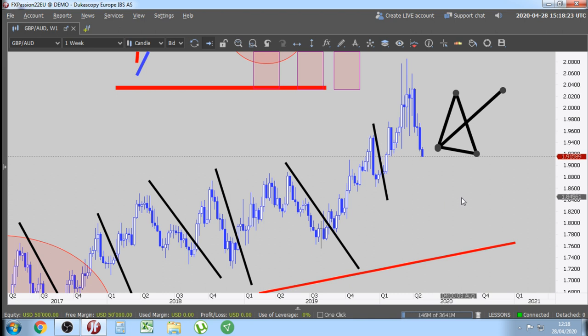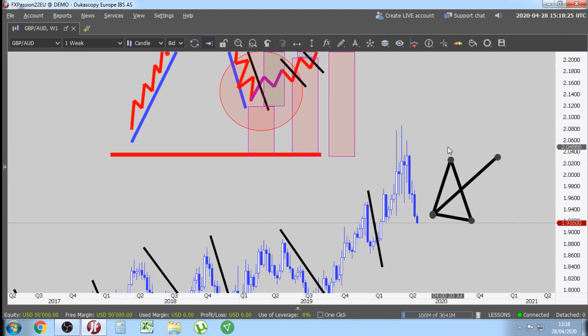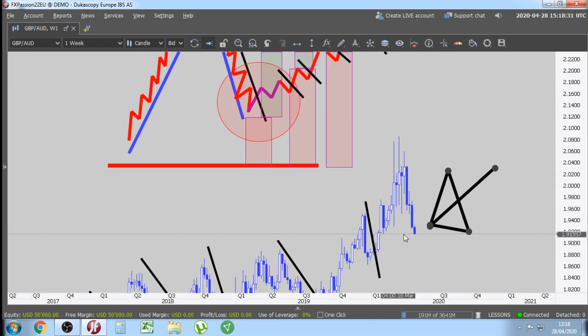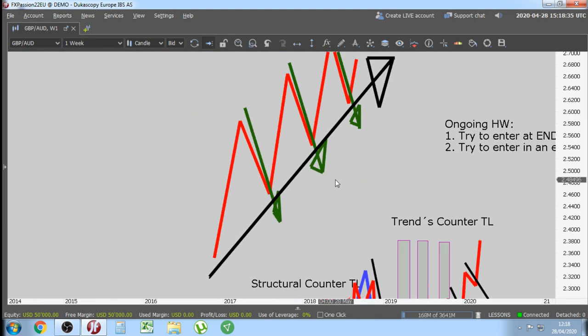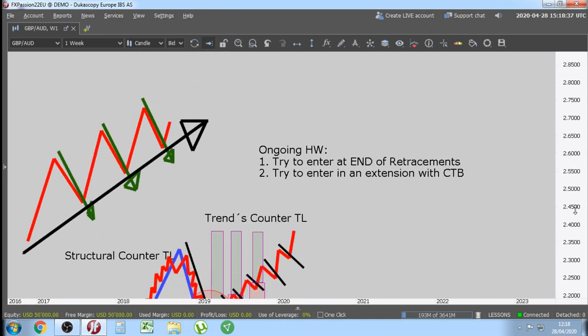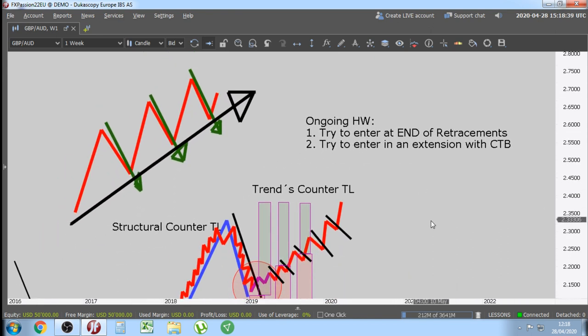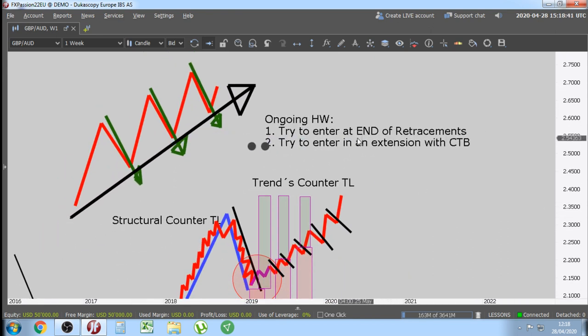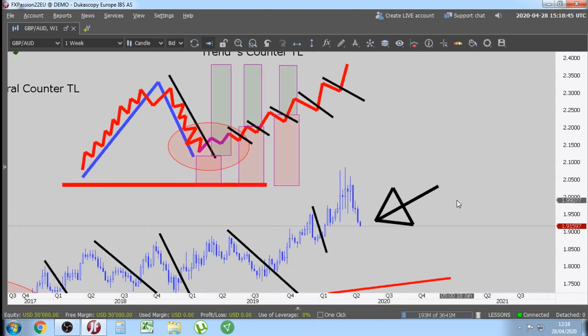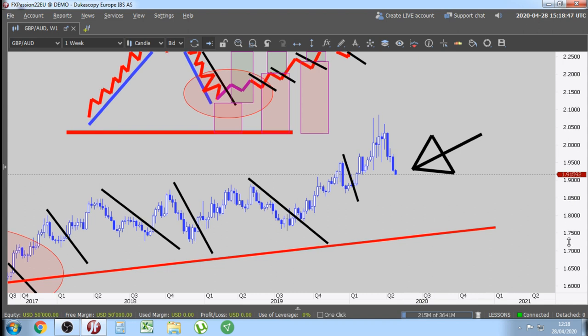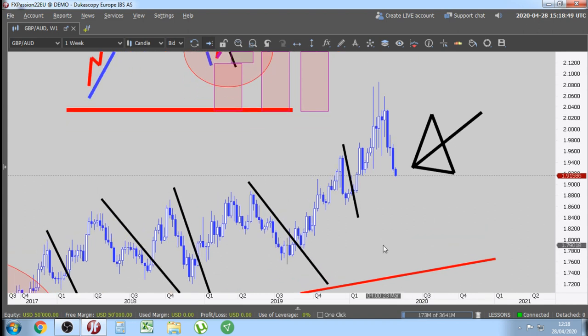Not on the weekly. So finding trading opportunity with counter trend lines, everybody, here is how the same concept works. Counter trend lines in an uptrend. You can also apply the counter trend lines in a downtrend, and you can also apply the counter trend lines in a retracement. 2 hour maybe.